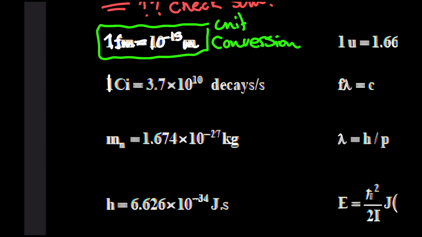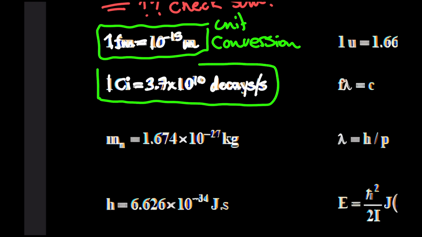Now we have 1 Ci. I think this stands for curie, after Marie Curie, but I'm not too sure. 3.7 times 10 to the 10 decays per second. So again, we can put this in green because it is just a constant, like it is a conversion between units of curie to units of decays per second. Let me actually check on my phone.